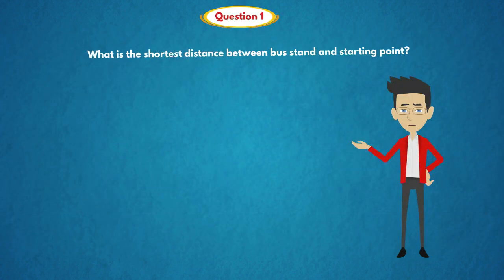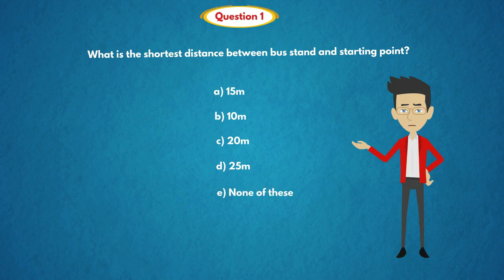Question number 1. What is the shortest distance between bus stand and starting point? Options are option A 15 meters, option B 10 meters, option C 20 meters, option D 25 meters and option E none of these.